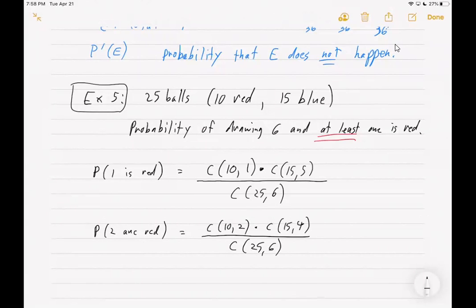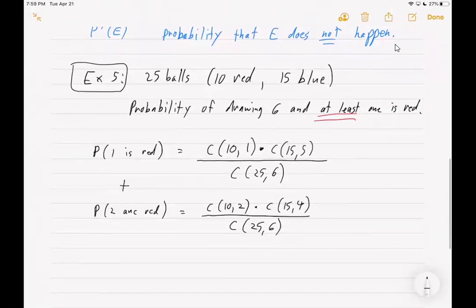And what would we want to do with those probabilities? We would want to add them up, because if 1 was red or 2 were red, we would have succeeded. And we would keep on going all the way down to the probability that 6 are red. And you can see how tedious that would be to do all of those computations, all right?